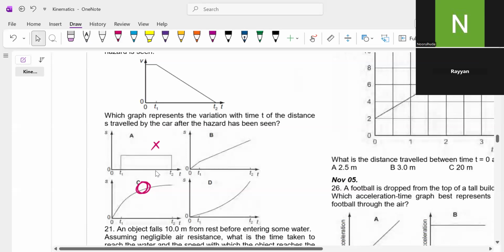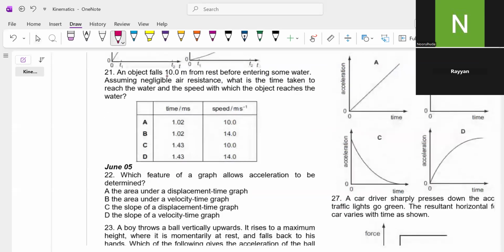Okay, let us see. An object falls 10 meter from rest before entering some water, assuming negligible air resistance. What is the time taken to reach the water and the speed with which the object reaches the water? Initially it was at rest, and the air resistance is negligible. How will you solve it? Which equation will you use to calculate the time and the speed?